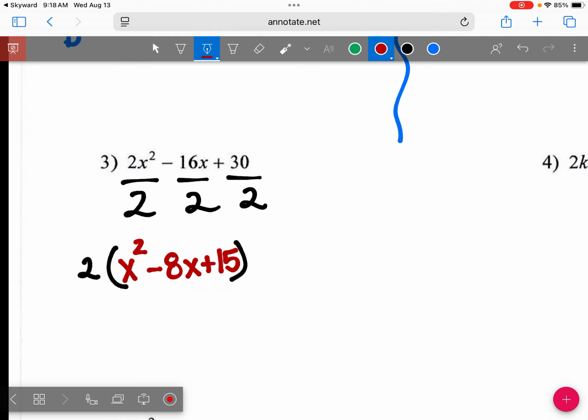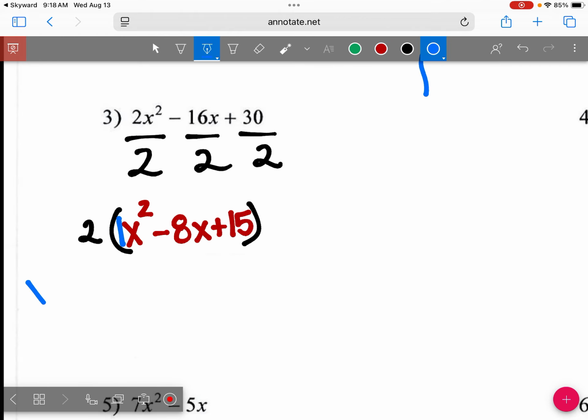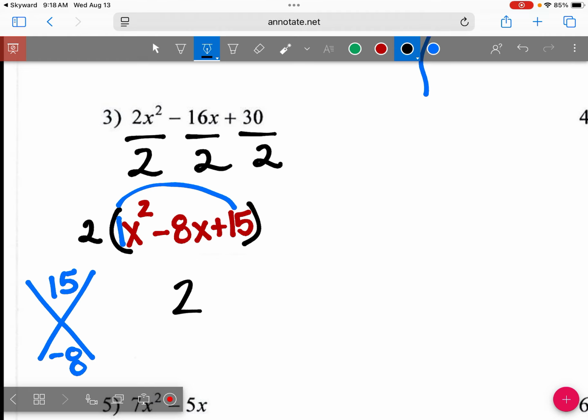So now my A value is 1, so I could do a shortcut. So if I take 1 times 15, I get 15. Negative 8 is at the bottom. So I have my 2 on the outside. I have my 2 parentheses. So go ahead, take a moment. See if you can figure out two numbers that would multiply to be positive 15. So that tells me that both numbers are negative. And add to give you negative 8.